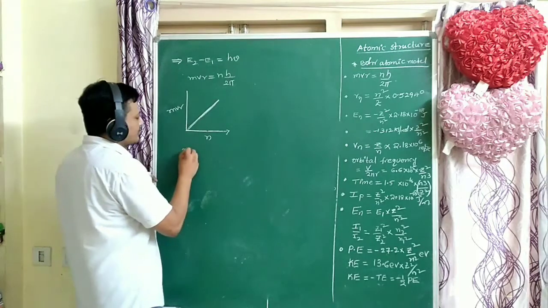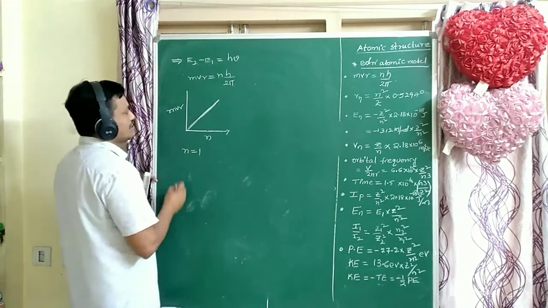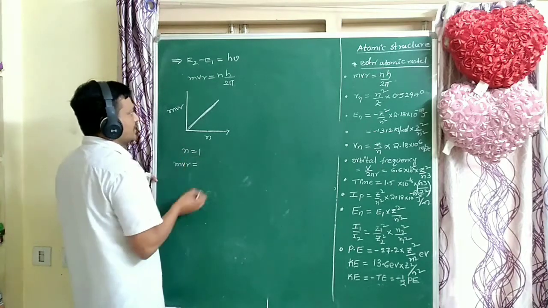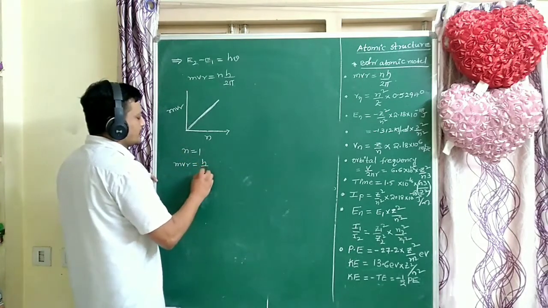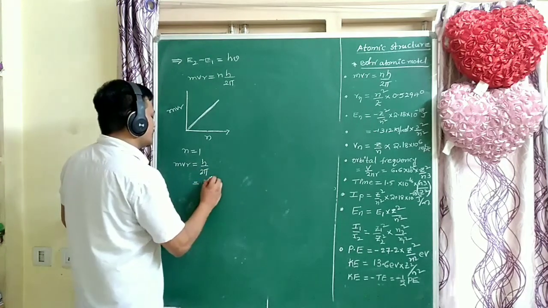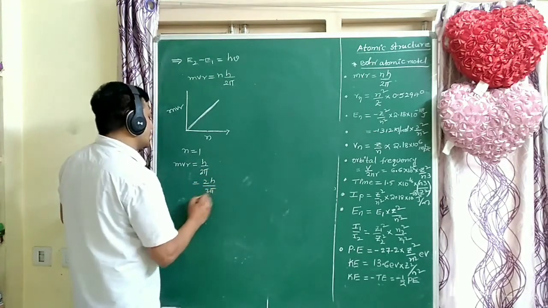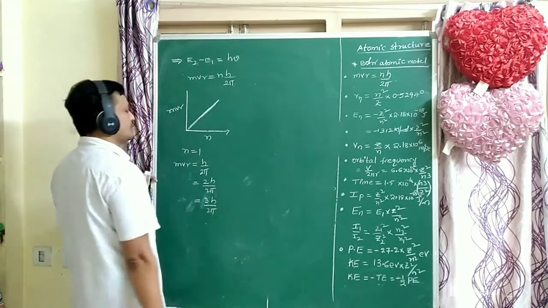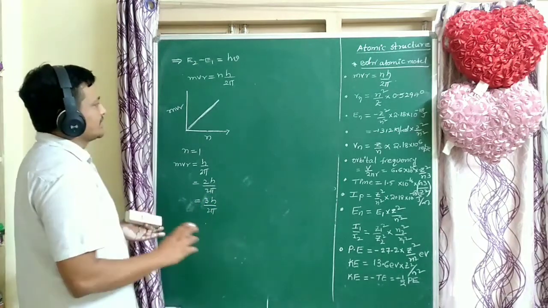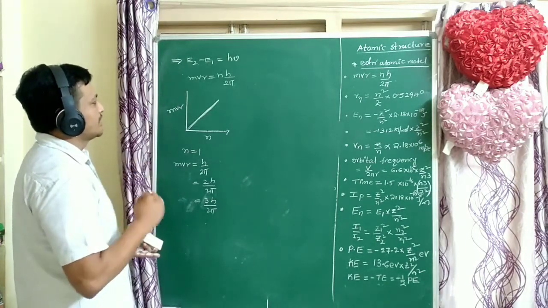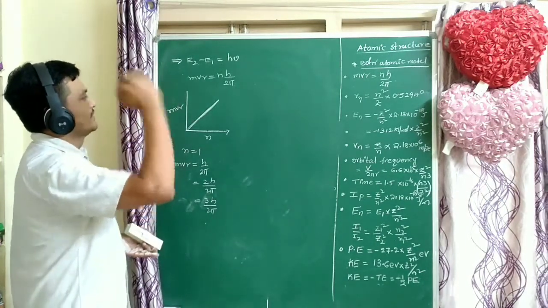So here, for n equals 1, the angular momentum of the electron equals h by 2 pi. For n equals 2, it is 2h by 2 pi. For n equals 3, it is 3h by 2 pi. For n equals 4, and so on. As the n value increases, the angular momentum of the electron in the orbit increases.